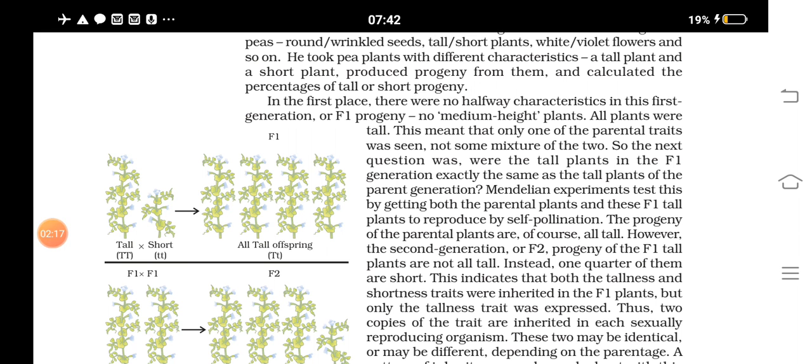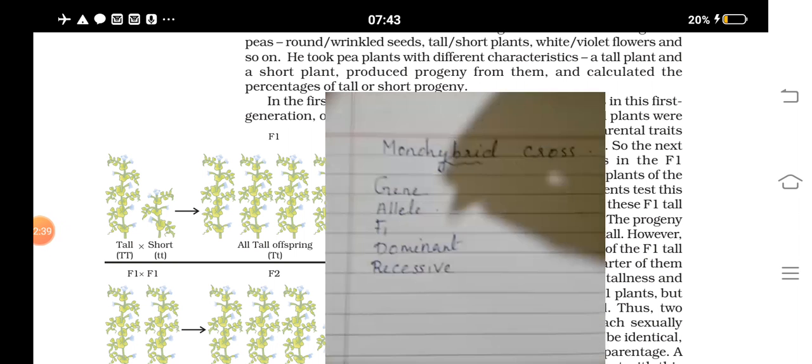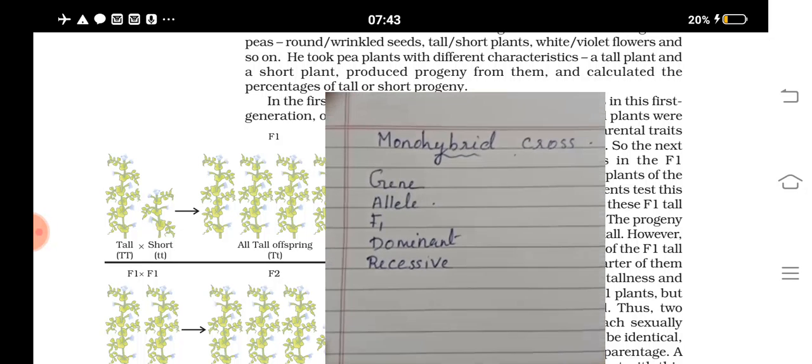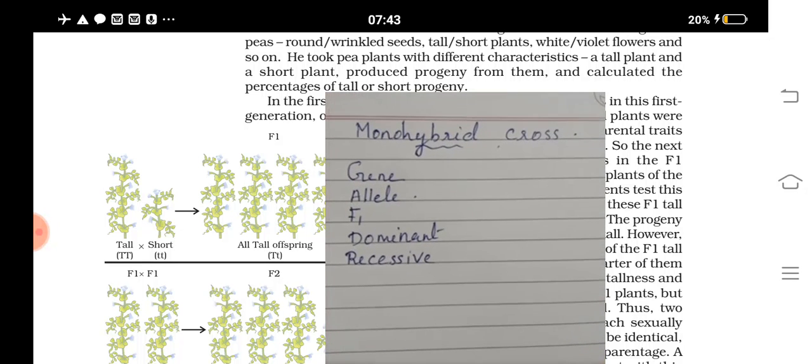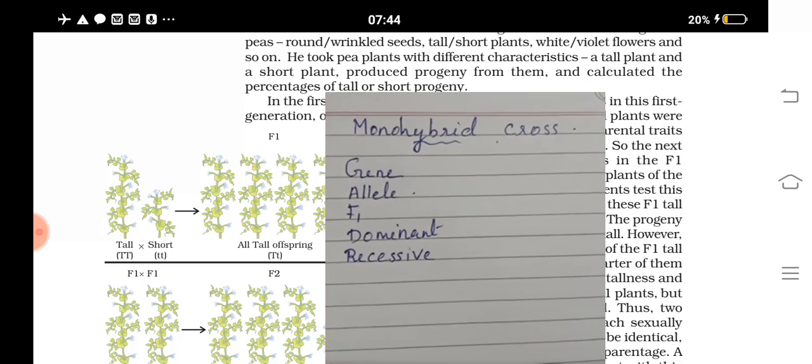So before starting the monohybrid cross and dihybrid cross, or before I start teaching you the experiments done by him, let me introduce some terms that should be familiar to you. So monohybrid cross, what do you mean by monohybrid? Let me explain. A cross in which only one character is studied at a time.